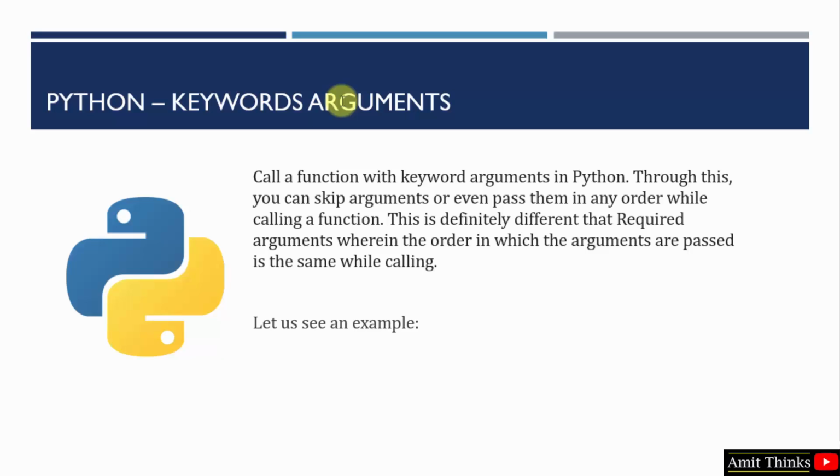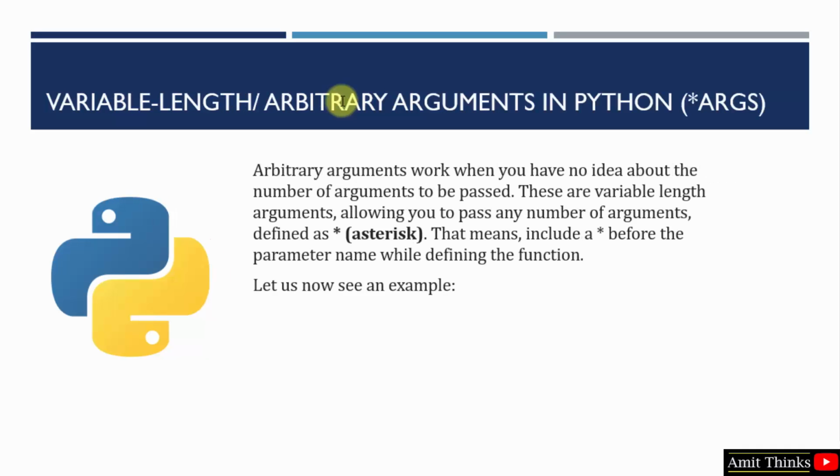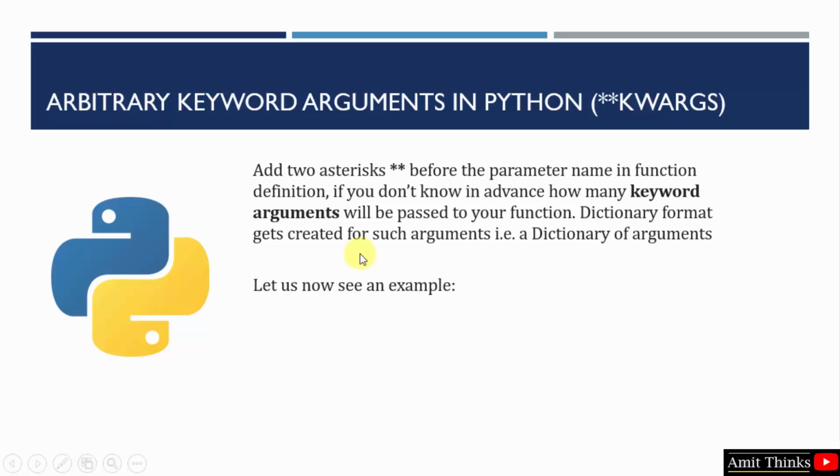We saw the same. Default arguments we saw, as the name suggests, if you don't pass a value, a default value is assumed for that argument, which is passed while defining a function. Then we saw arbitrary arguments. It works when we have no idea about the number of arguments to be passed, so we use the single asterisk here. In the same way we had these arbitrary keyword arguments. The concept is the same, but you don't know in advance how many keyword arguments will be passed. So we saw all these examples.